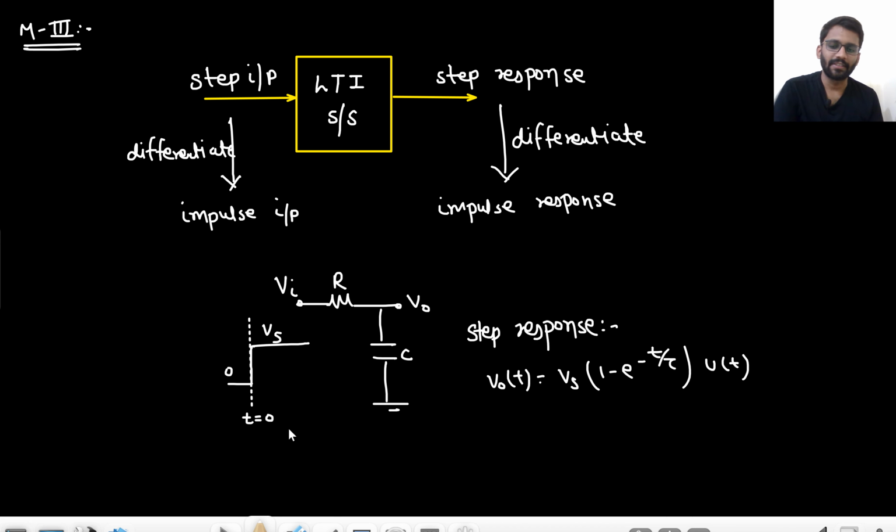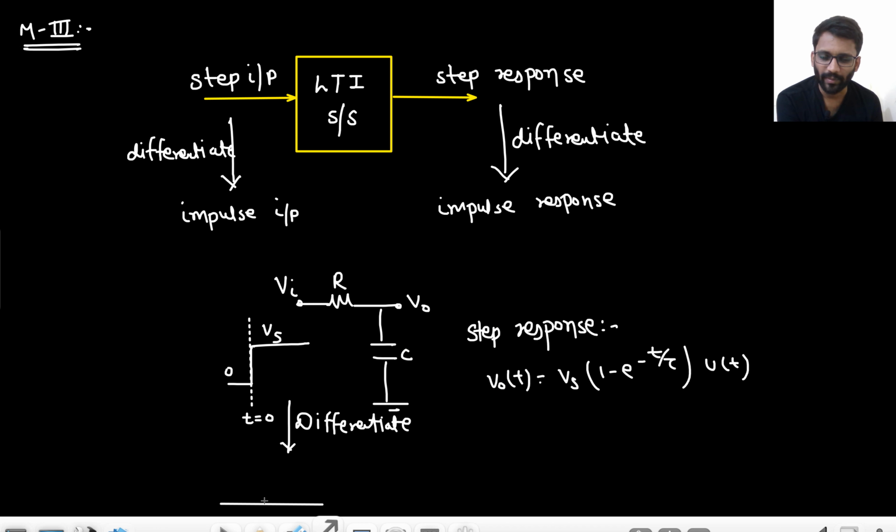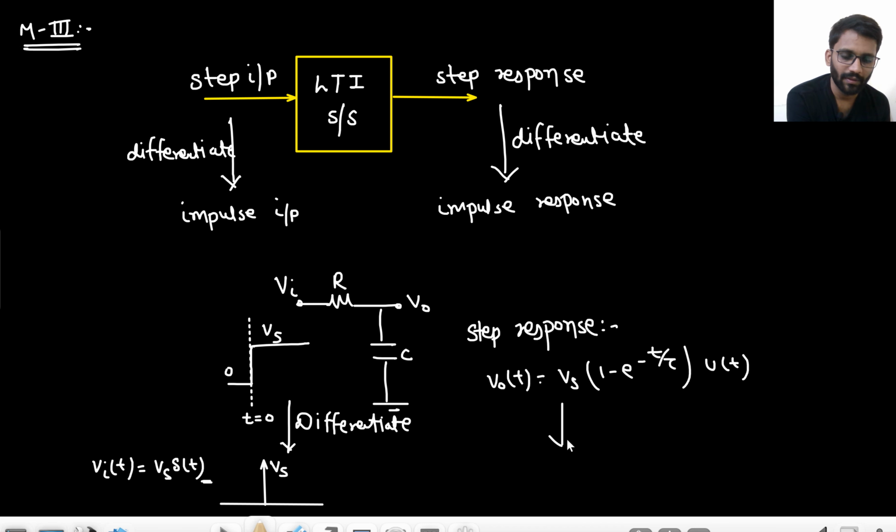Now what I am doing, I am differentiating it. What is the differentiation of a step? That is impulse, right? So I will have an impulse of magnitude Vs, this is my input only. So my Vin(t) would be Vs, not the magnitude, area, Vs delta(t). This is my input. Now for getting the output, I will also differentiate here and get my output.